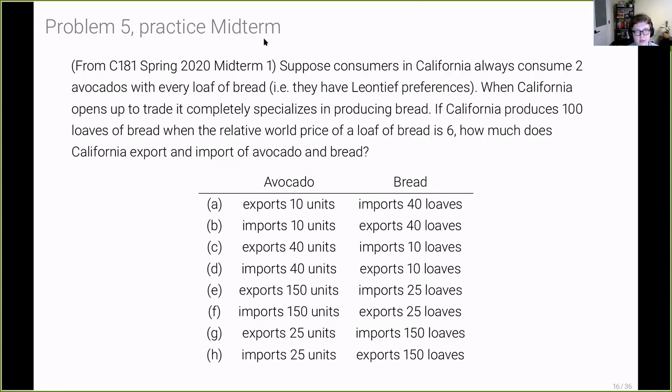What economists call that is Leontief preferences, but you don't really need to remember it. When California opens to trade, it's going to completely specialize in producing bread. And so if California is going to produce 100 loaves of bread, when the relative world price of a loaf of bread is 6, how much is California going to export and import of both avocados and bread?